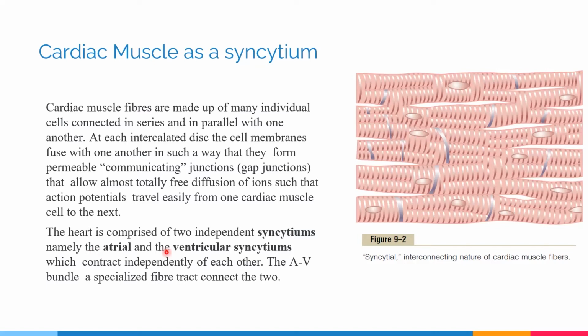The heart is comprised of two independent syncytiums, namely the atrial and the ventricular syncytium, which contract independently of each other. The AV bundle is a specialized fiber tract that connects the two syncytiums, the atrial and the ventricular parts. One important point to know is that the atria and the ventricles are divided from one another by insulating muscles, which prevent the flow of the action potential through any part other than the AV bundle, which connects the two.